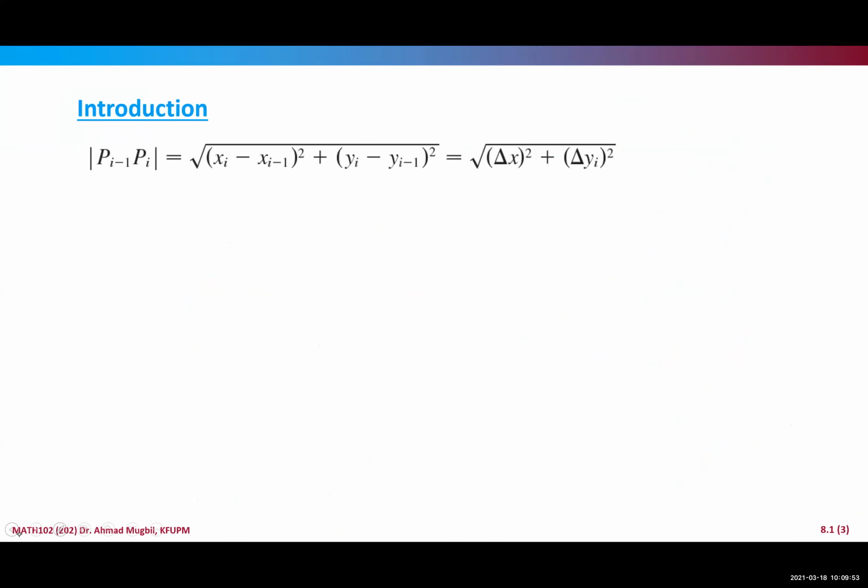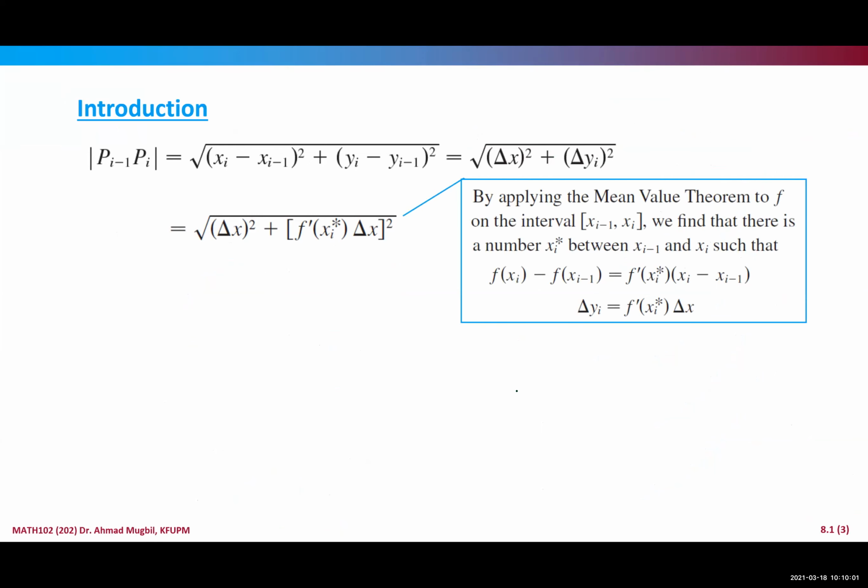So according to that, or you can use the mean value theorem, by the way. You know that from the mean value theorem, in the interval from xi minus 1 to xi, this is yi and this is yi minus 1. The difference between them is delta yi, and this is of course f prime at a point between xi and xi minus 1, times delta x. So in short, we can replace here delta yi by f prime of xi star delta x. Here xi star is any point between xi and xi minus 1.